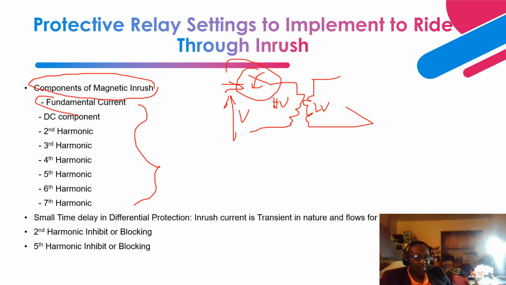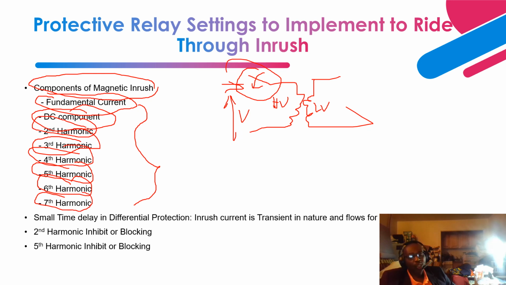That inrush current has the following components. It has the fundamental frequency current, the DC component, the second harmonic, the third harmonic, the fourth harmonic, the fifth harmonic, the sixth harmonic, and the seventh harmonic. The magnitude of these harmonic currents decreases as you go to the higher order harmonics. The magnitude of the second harmonic content is very high compared to, let's say, the sixth harmonic. So this is basically for magnetic inrush.